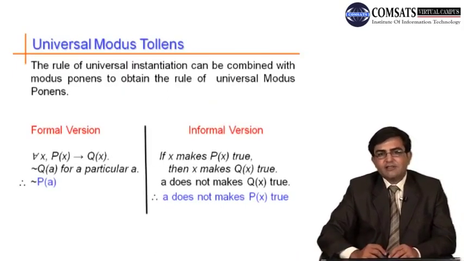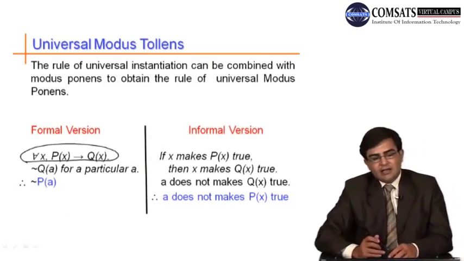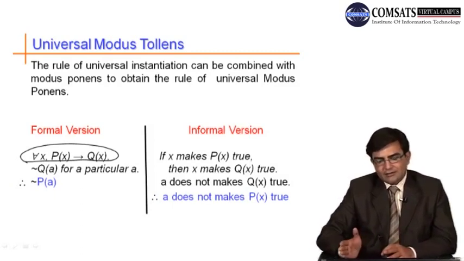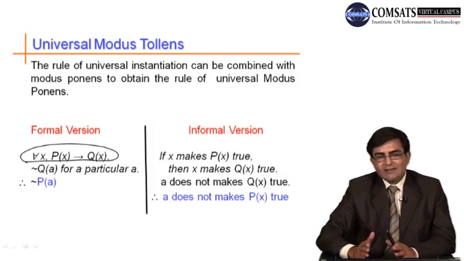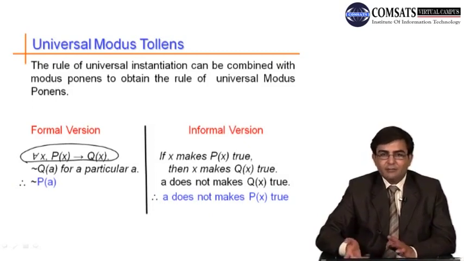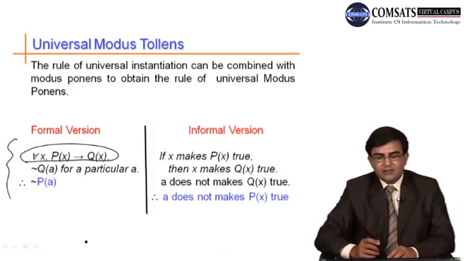Similarly, we can define universal modus tollens. You know the simple modus tollens. We generalize here this universal conditional statement. If for all x, p of x implies q of x, and not q of a is true for some particular value of x equal to a, meaning q of a is false, then p of a must be false. So this is universal modus tollens.